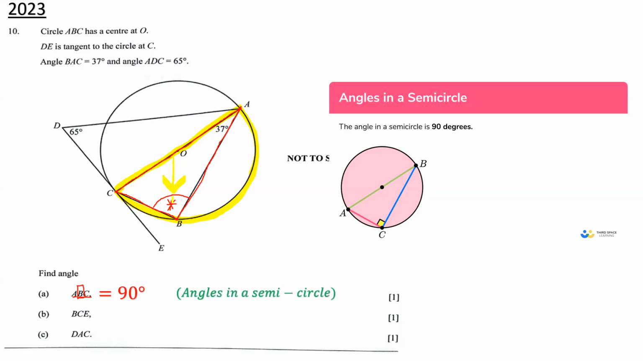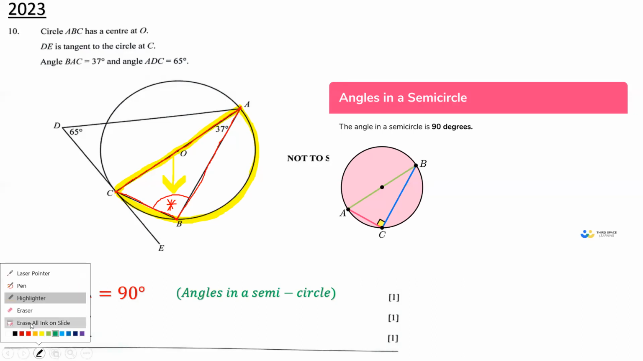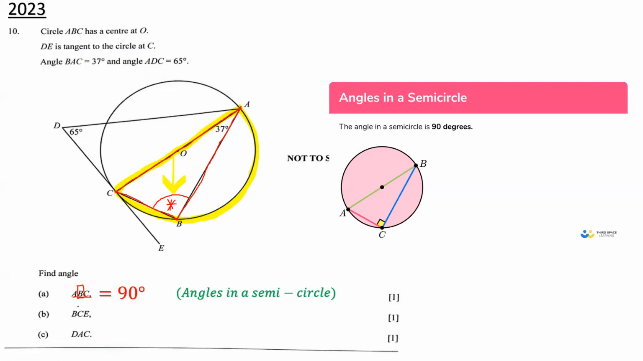Okay, let's move on to the next question. We need to figure out what is angle BCE. Angle BCE, that's what we need to figure out. If we look at angle BCE, that means we're looking at this particular angle, let me underline it, let me use a pen. We're looking at this particular angle, angle BCE, the one that is in the middle.